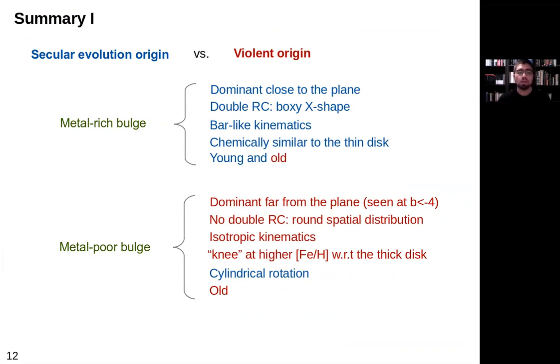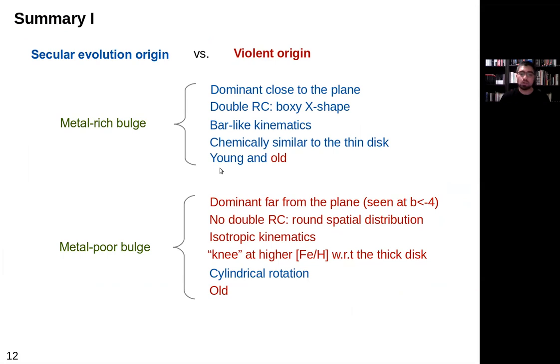we have a dichotomy between metal-rich and metal-poor stars, in the sense that metal-rich bulge stars are dominant close to the midplane, so they trace something that can be associated with the bar. Also because they display a double red clump, something that I didn't show here, but that reveals a three-dimensional X-shaped distribution. They have bar-like kinematics, as I showed you before, and they are chemically similar to the thin disk overall. And they are young and old, considering some studies concerning ages.